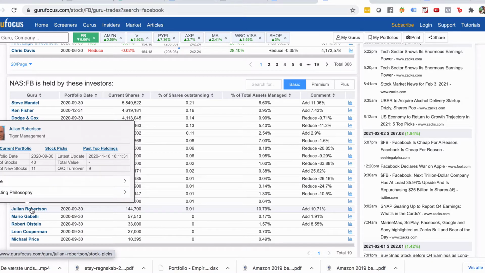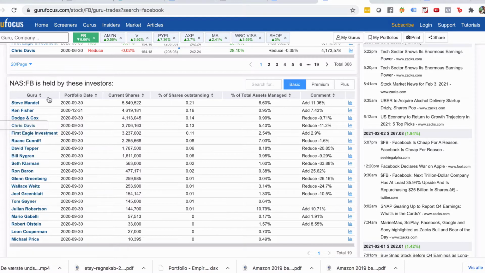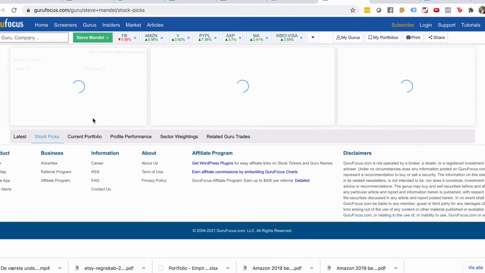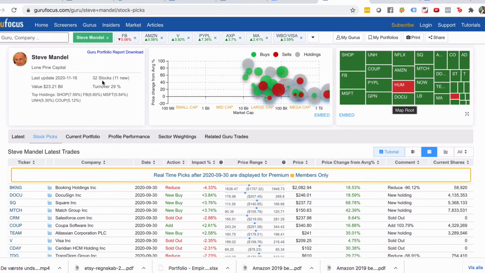There are two kinds of value investors. There are the ones who invest in a lot of companies, hundreds, thousands maybe, and I presume that they don't look at each company, but they have some kind of screening method. And I'm not so interested in those guys. I'm interested in the guys who look carefully at what they invest in. So I'm going to look at how many investments does he have right now. So that's 40. So he's one of my guys. And Steve Mandel as well has 32.